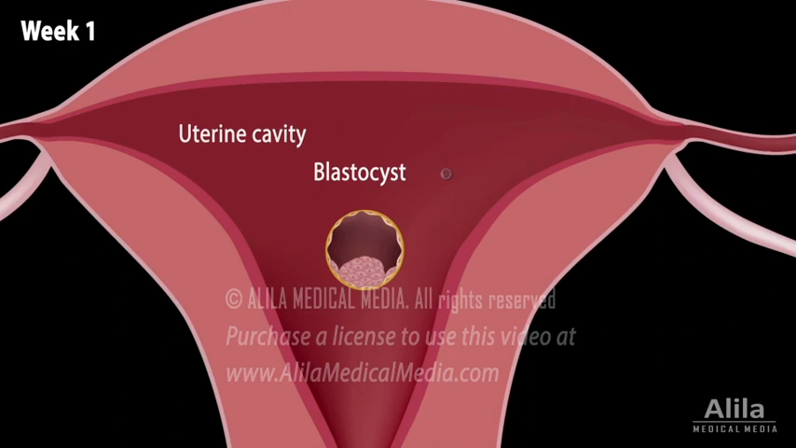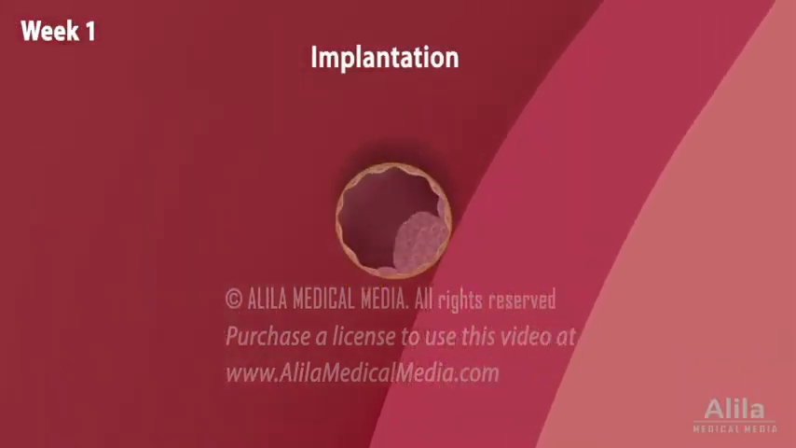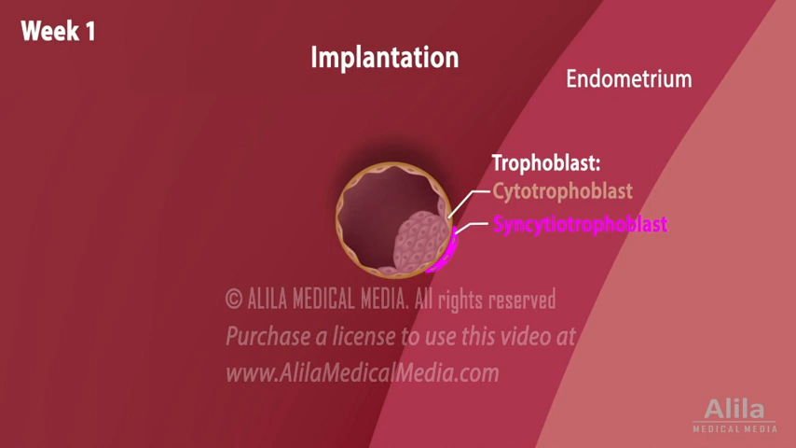At the end of the first week, the blastocyst becomes attached to the endometrium. At the site of contact, superficial cells of the trophoblast fuse together to form the syncytial trophoblast, which grows into the endometrium and derives nutrition from it. The endometrium responds by growing over and eventually enveloping the blastocyst.